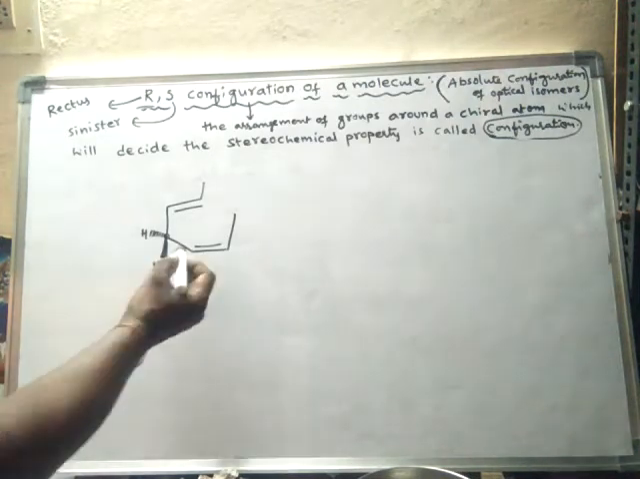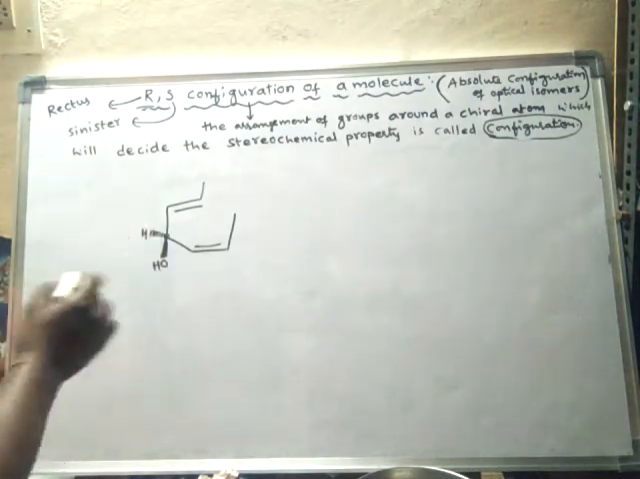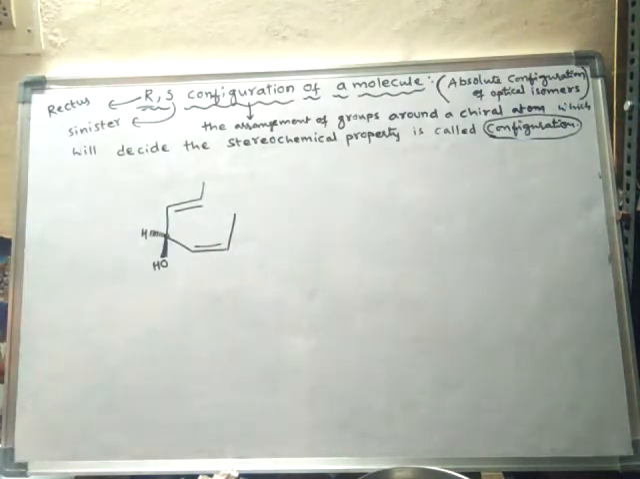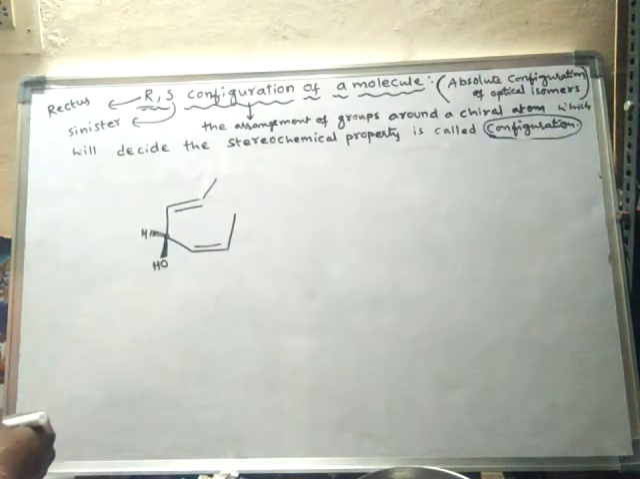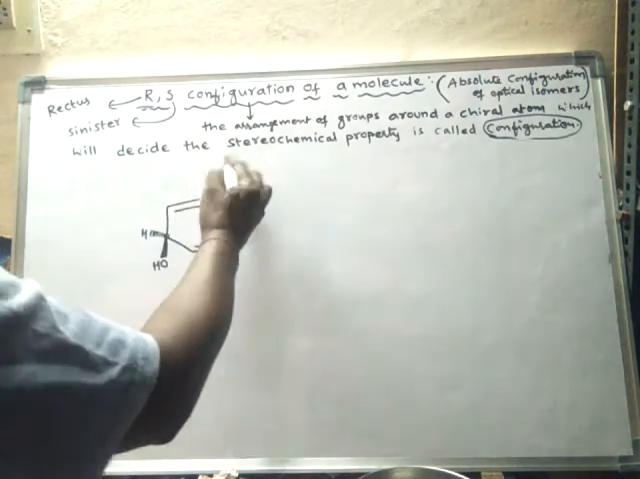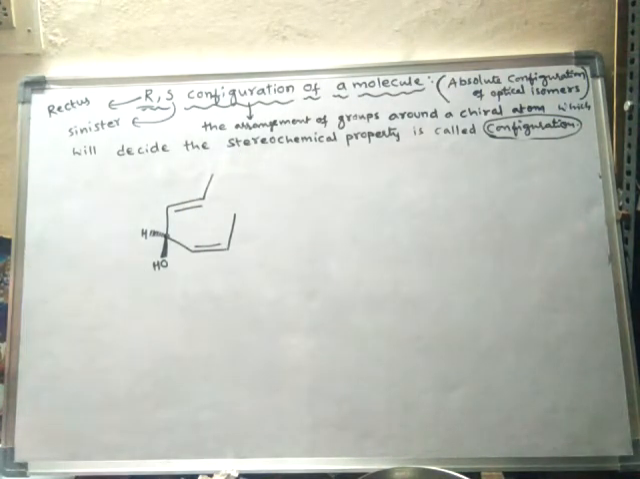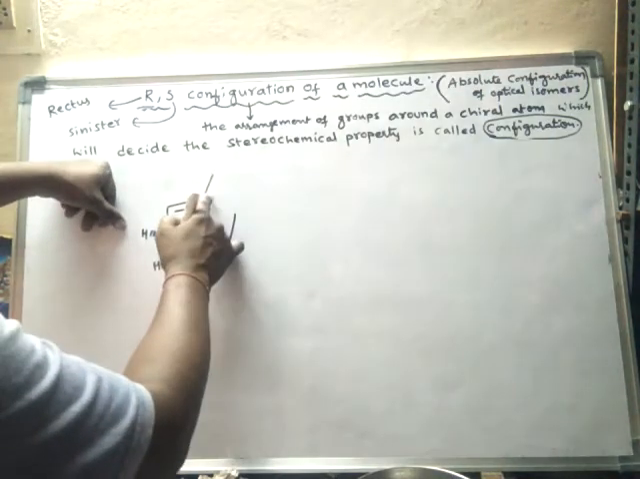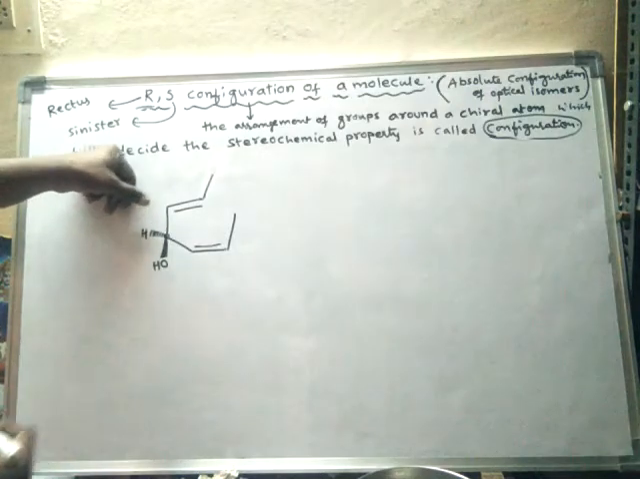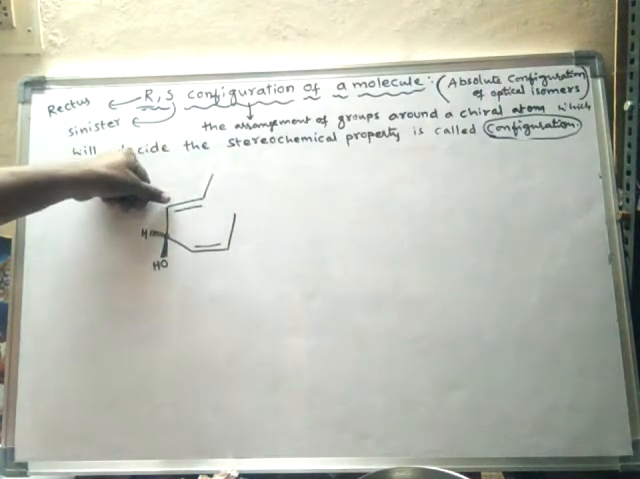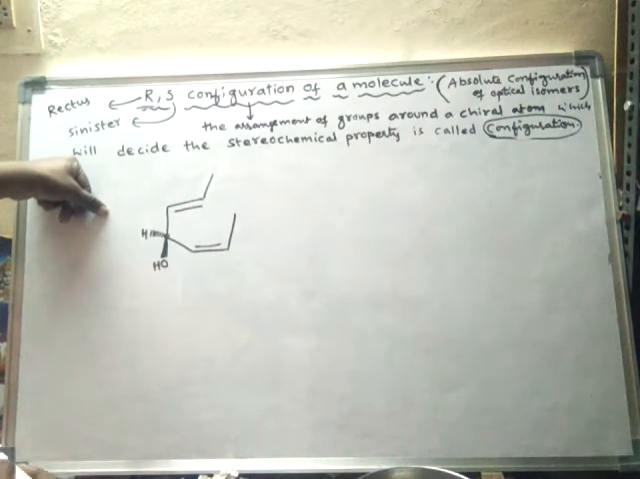Okay, and this is one group, this is another group, this is another group, and this is another group. There are 4 different groups, hence it is a chiral center. Why are these two considered different groups? Because here it is having E configuration, whereas this one is having Z configuration.